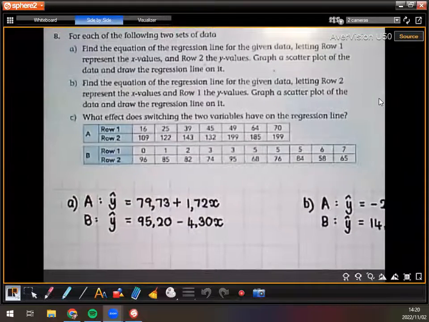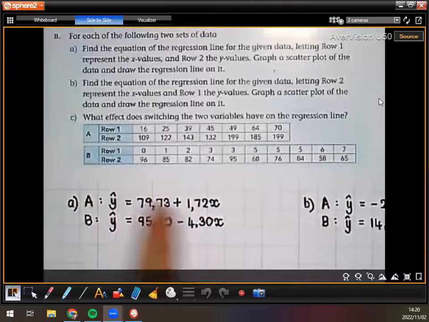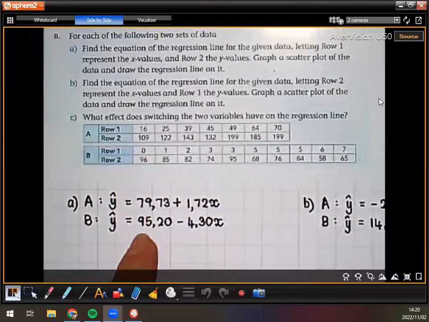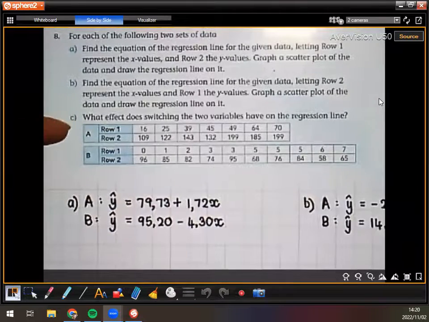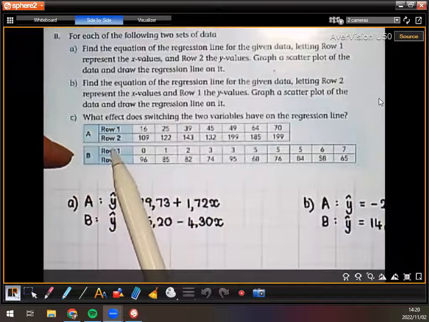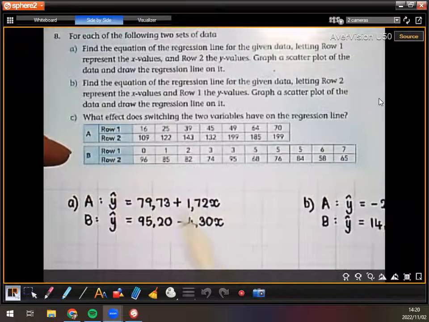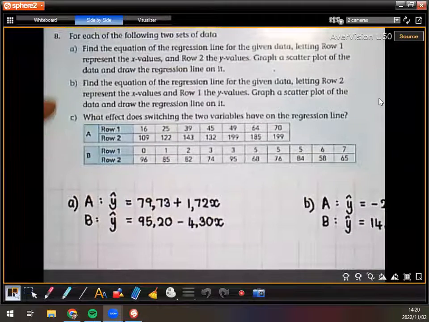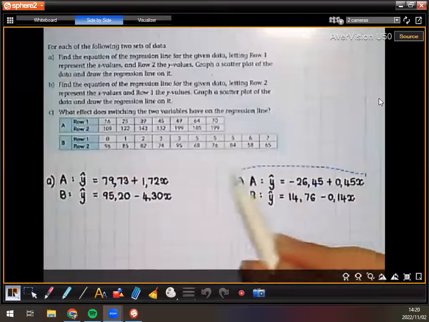But Anna, you did, sorry. I actually just calculated the regression line. I don't know if that's what you guys also did. That's what I thought originally we were meant to do. So for table A, if row 1 is x and row 2 is y, then this is the equation that we get. And for table B, same thing: if row 1 is x and row 2 is y, then that's the equation. That's actually what I wanted you guys to practice, just finding the regression line equations. And then for B, I'm going to move that across.